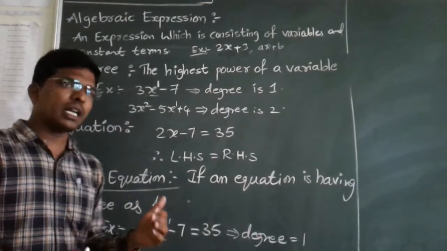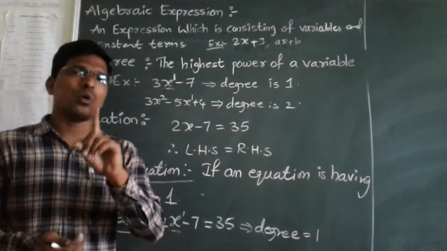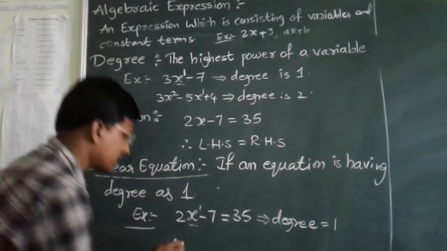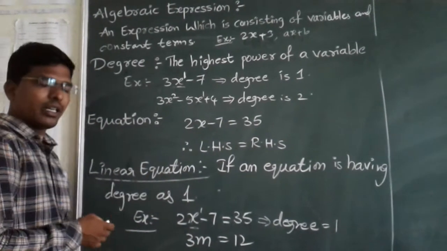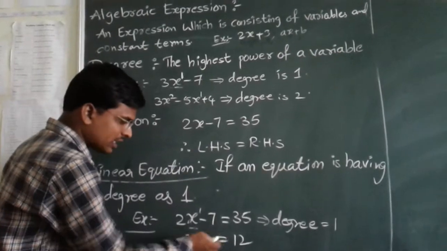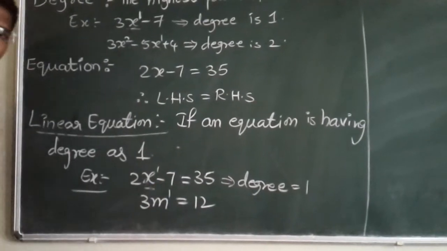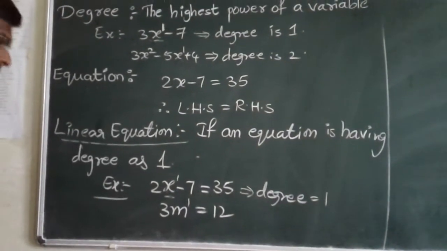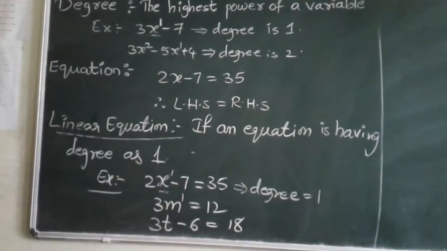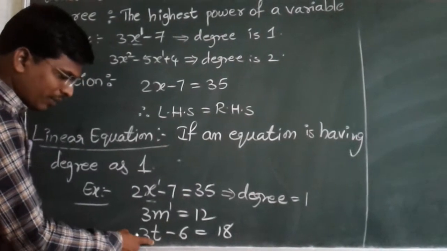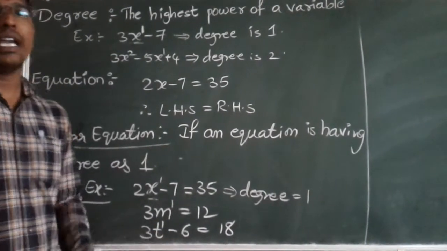Not only x, we can take y, z, m, t, k, p, any variable, any alphabet, but it should be only one variable. For example, 3m = 12. This is also a linear equation. Why? Because for the equality sign you have something on the left hand side and something on the right hand side, and m is a variable with power 1, so the degree is 1. Next, 3t - 6 = 18. Here t is a variable with power 1. So these are linear equations in one variable.